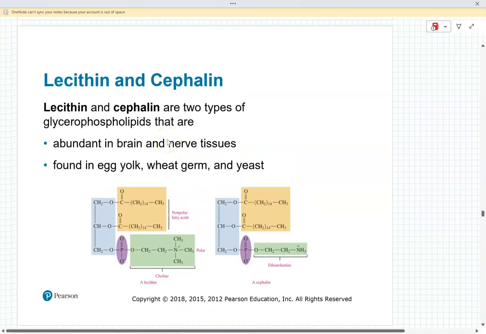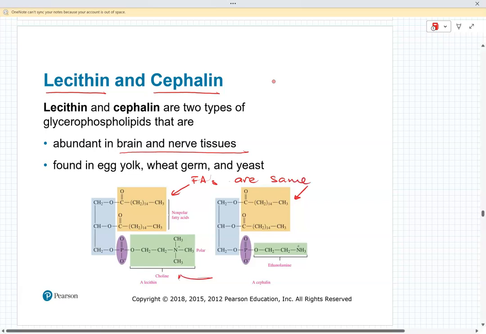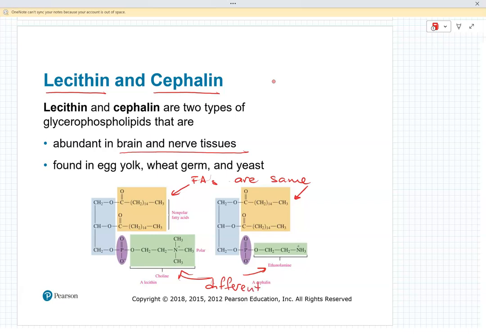So a couple of examples of glycerophospholipids: lecithin and cephalin. Okay? Pretty abundant in brain and nerve tissues. The difference between lecithin and cephalin, you can see that the fatty acids are the same, but the amino alcohols are different. Okay? Am I making sense?